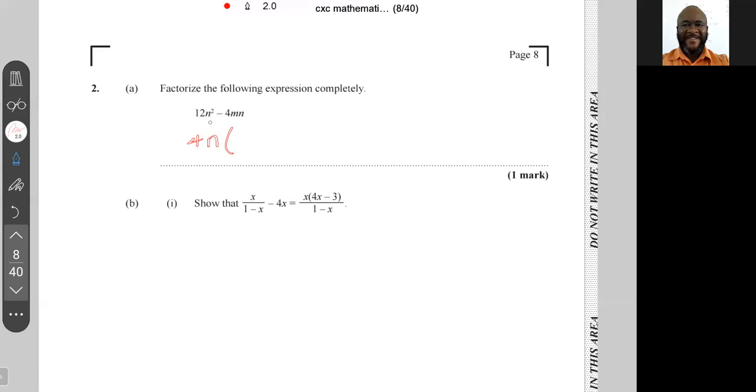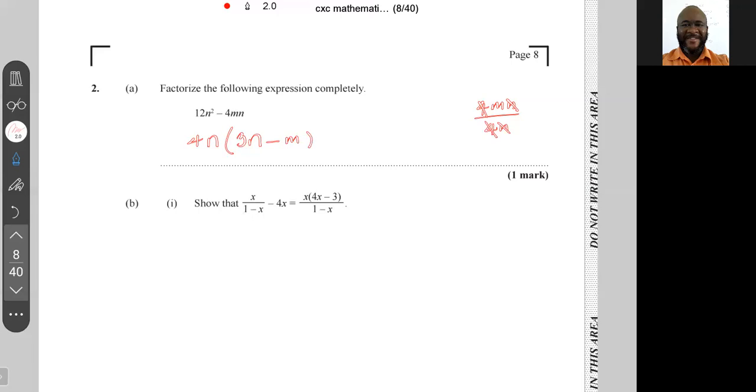4n into 12n squared is 3n. Minus 4n into 4mn is just m. We're dividing 4mn by 4n. 4 cancels 4, n cancels n. So when we factorize, we get what? 4n into 3n minus m.